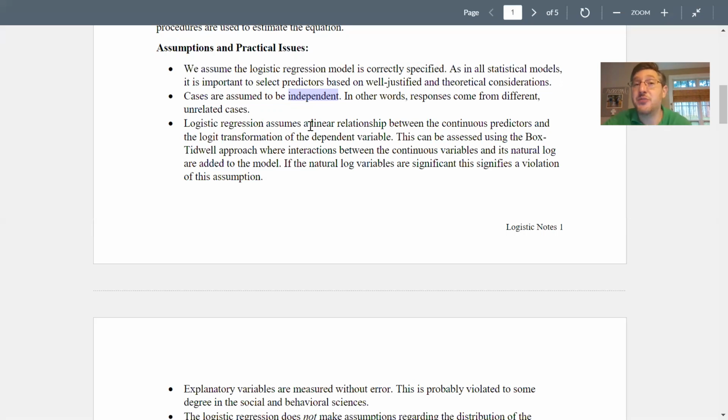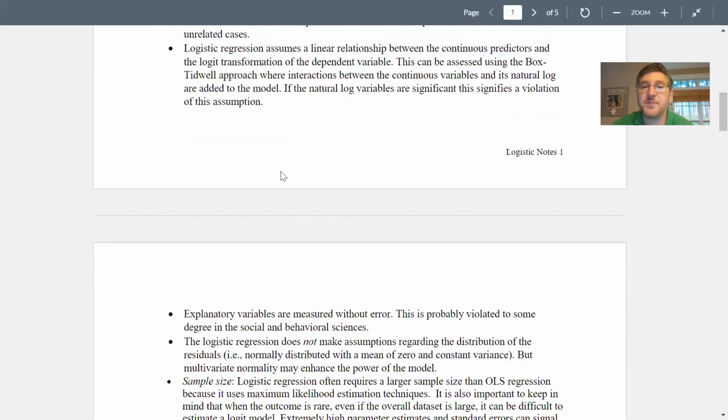We assume there's a linear relationship between the continuous predictor and the logit transformation of the dependent variable. Tabachnick and Fidell in their chapter talk about this Box-Tidwell approach that you can use to assess this assumption. Basically, you create an interaction term between your continuous variable and the natural log of that continuous variable, and then you add that interaction term to the model, and if that interaction term is significant, it indicates a violation of that assumption.